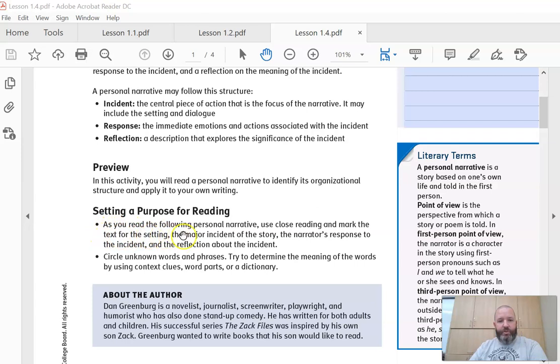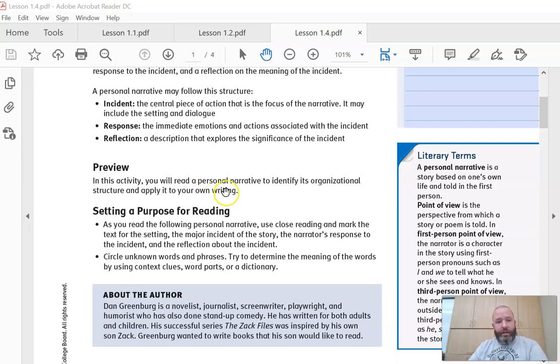It says, as you read the following personal narrative, use close reading and mark the text for setting. You can use this little draw tools up here to mark the text, and make sure anytime you add something, or before you close it out, you push the little disk up here to save it. Okay, and make sure you save it to a place where you remember you saved it, so it's there when you need it. So we'll talk about organizing our files in the next couple of days. Well, we already would have by the time you get here.